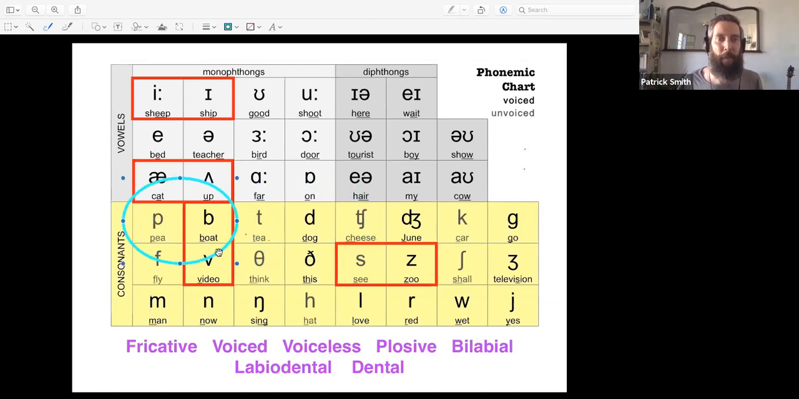So you'll see we've got some different pairs here. So first of all, we can focus on the first pair, P and B. Okay, P and B. Now these are what we call plosives. And we call them plosives because I always think of it like a little explosion of air. So there's a stop, and then there's an explosion there, like p, b.